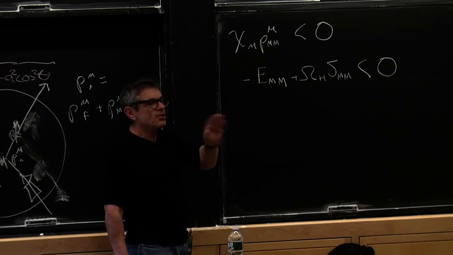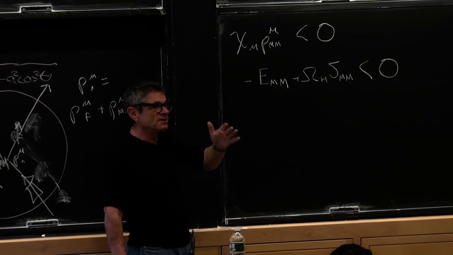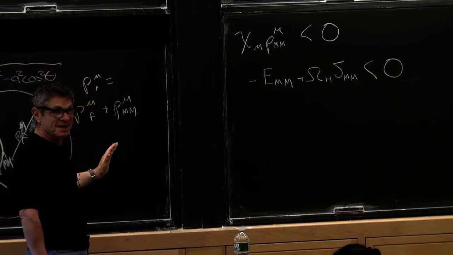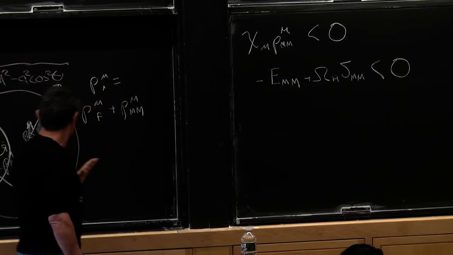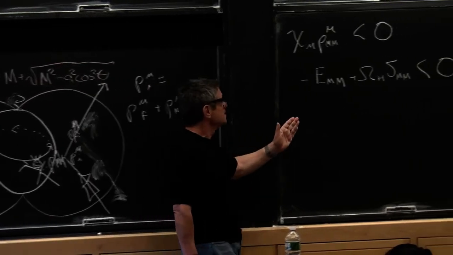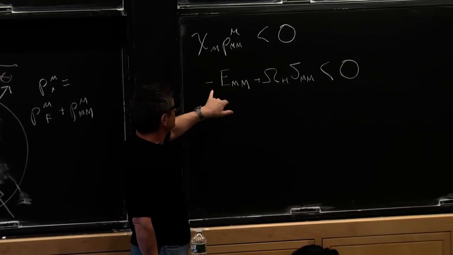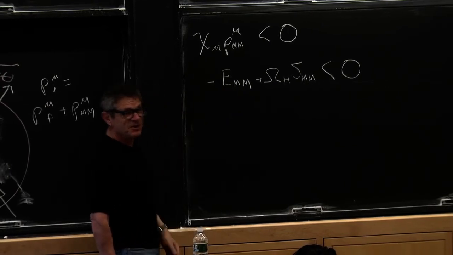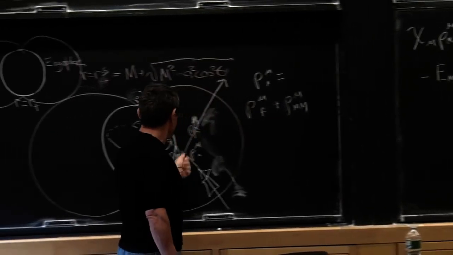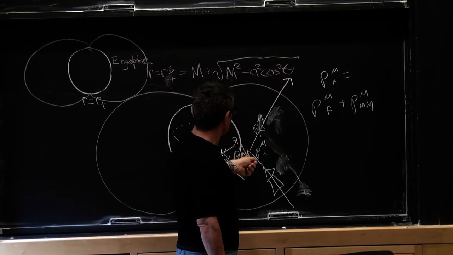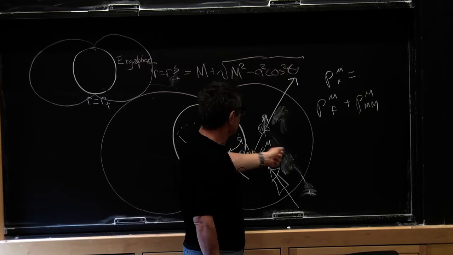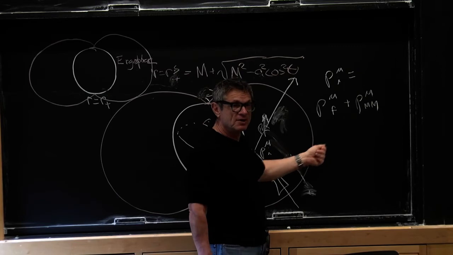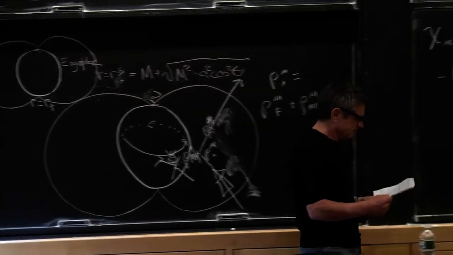And of course, if you're throwing something out of your ship and you want to get out of the ergosphere, then you know that what you're throwing out of your ship better have positive energy. So if on your ship you can measure the energy and the angular momentum of whatever you're throwing out, you can already determine whether it can go into the black hole or whether it can escape out to infinity.